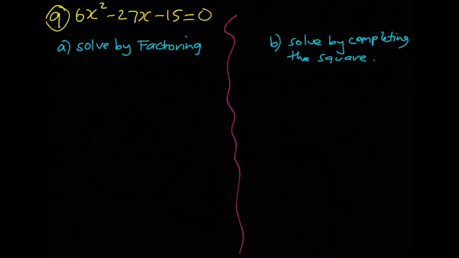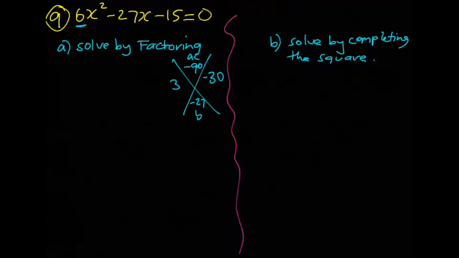Okay, part 9a, solved by factoring. So let's go ahead and do our AC and our B. So we've got 6 times negative 15 is negative 90, and B is negative 27. So let's try and work out numbers. So we've got 3 times negative 30. Does that work? Yes, because 3 plus negative 30 is also negative 27. So there are our numbers.